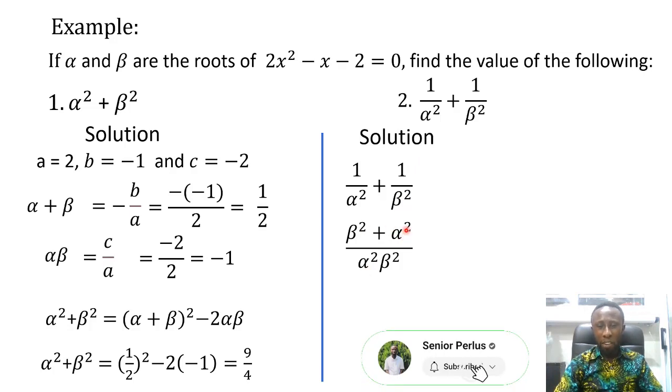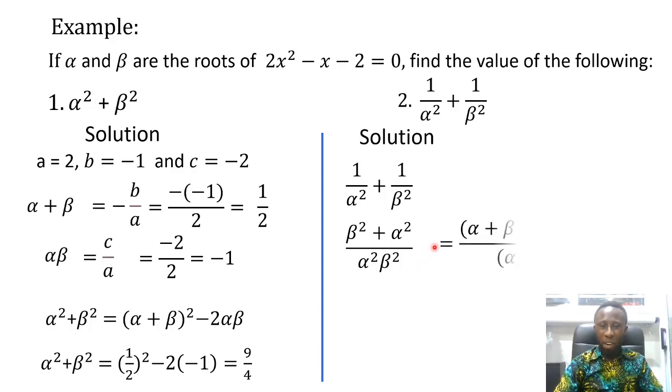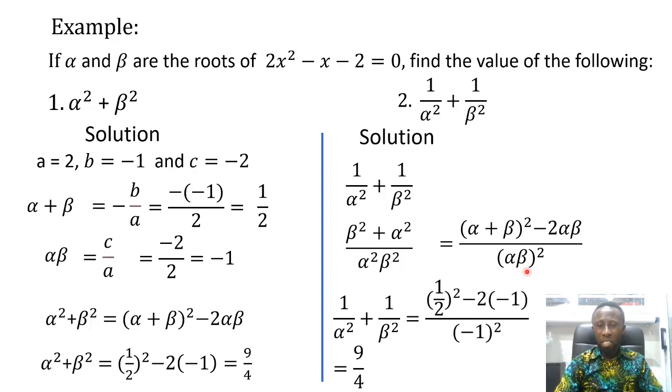Now, beta square plus alpha square, we know that is alpha square plus beta square. That's why we say it's a symmetric identity. If it can be interchanged, it's still the same. The function is still the same. So, alpha square plus beta square, we know that is alpha plus beta squared minus 2 alpha beta, right? And this one, alpha square beta square, is alpha beta all squared, which means we can do our substitution here with ease. So if you substitute this, you will get this. So we know that our sum is half, our product is -1. Therefore, this is our answer.